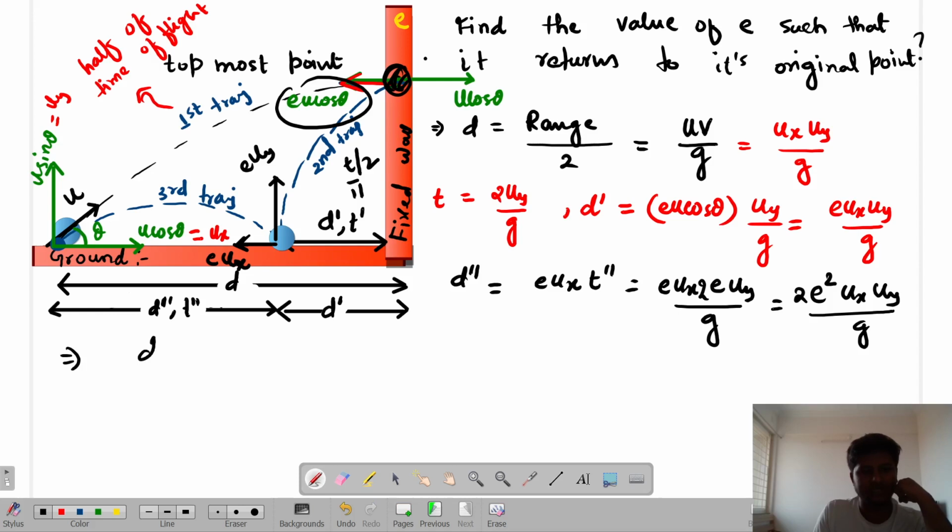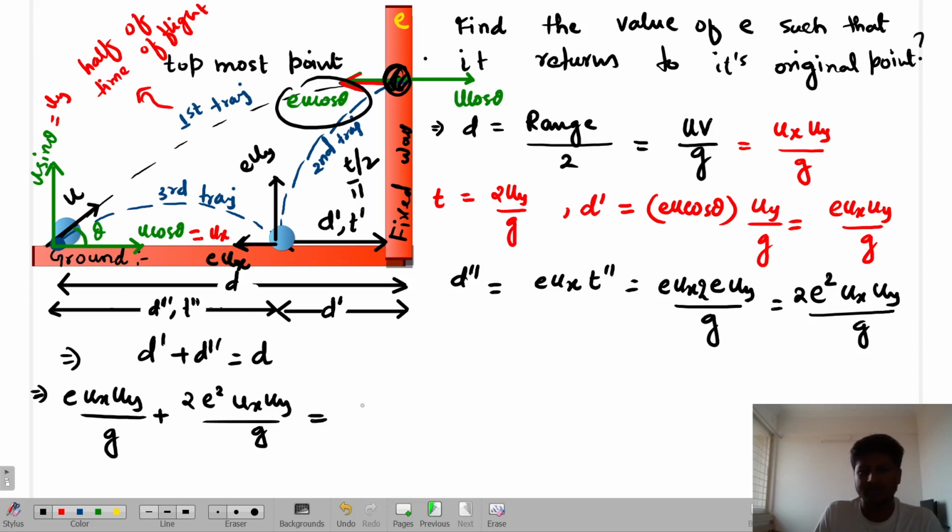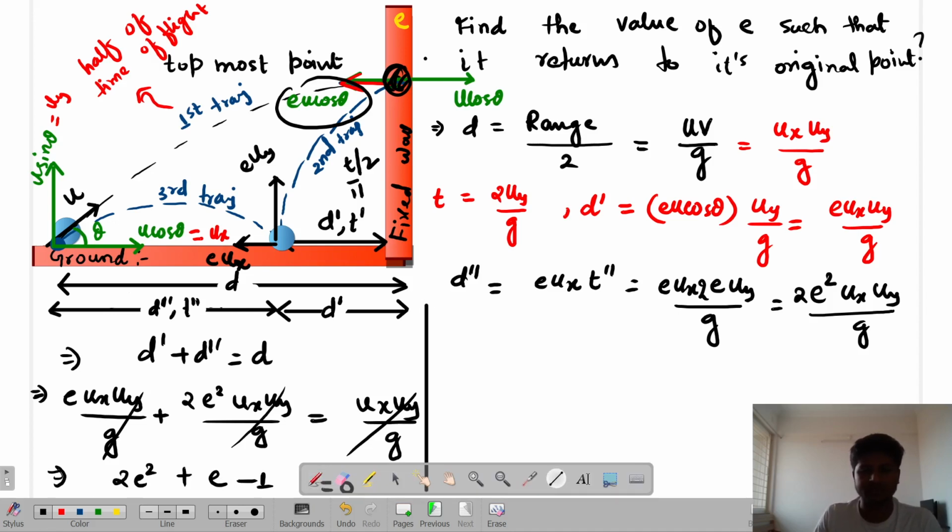Now the simple thing is that D dash plus D double dash is exactly equal to the distance D. So this implies D dash, which is e into ux uy upon g, plus D double dash, which is twice e square ux uy upon g, and that will be cancelled over here. I'm going to be left with twice e square plus e minus 1 equal to 0, which is a quadratic equation.